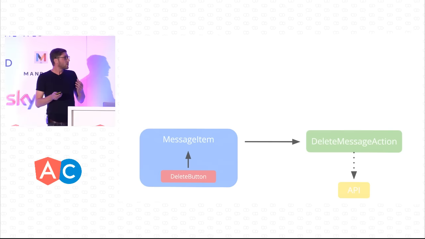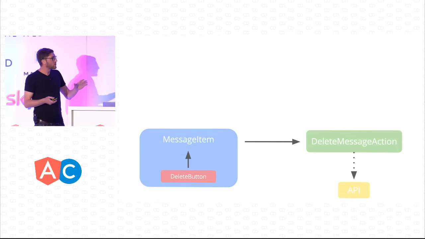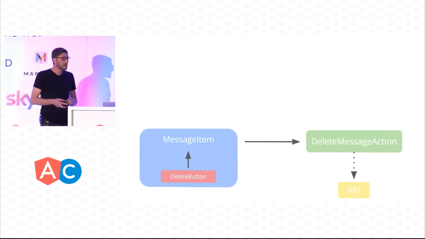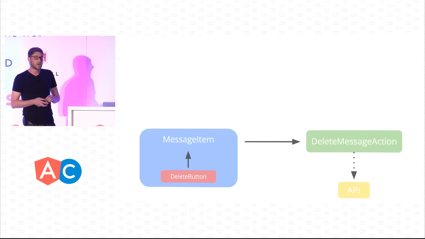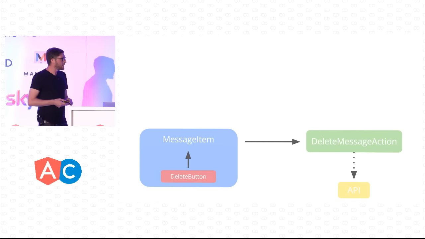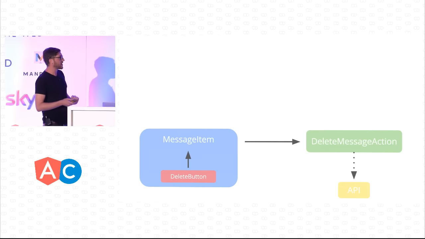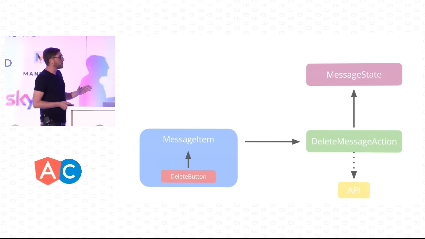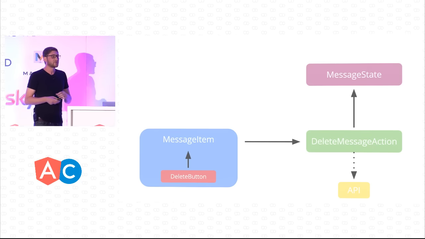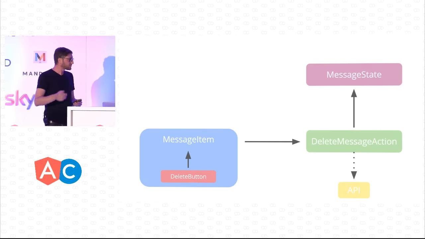So it will contain all side effects. For instance, it will handle a request to the API and say, hey, I want to delete this message. Then we'll wait for the response of the server. And if this succeeds, we want to do something else. What else do we want to do? We want to update our state, our application state, in this case, that a message is now deleted.